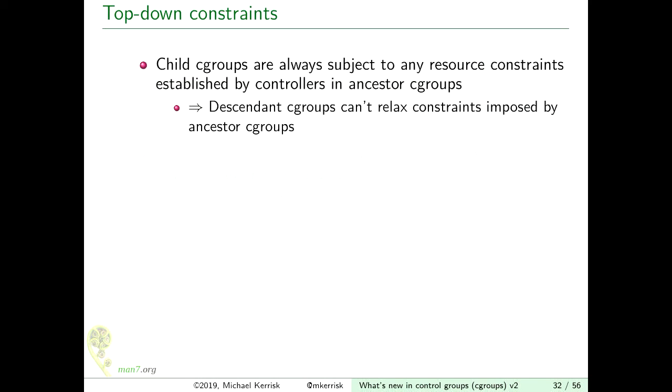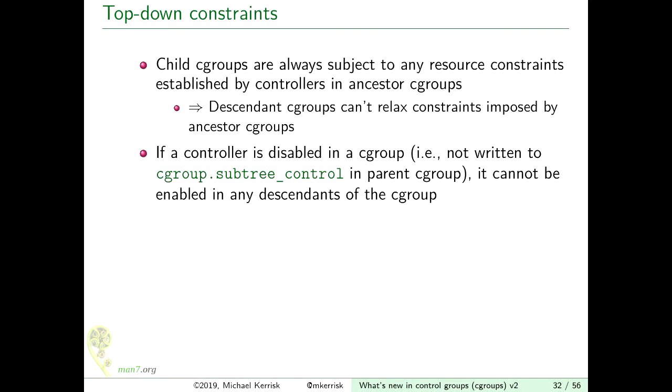Now, one other thing here, this just follows on from what I was saying about granularity before. If you've got a controller that's disabled at a certain level, then you can't enable it at any lower levels. So in the particular case that we're looking at there, we can't have CPU enabled at any lower level because it wasn't enabled at a level above.